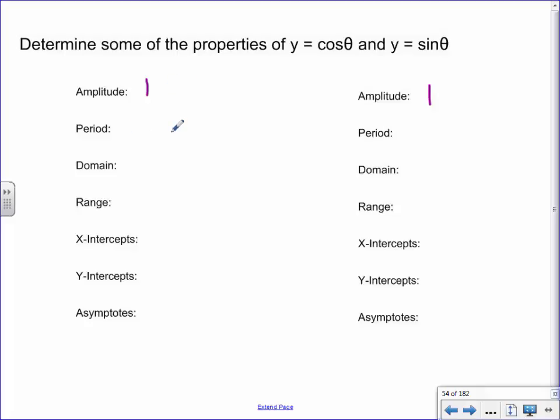What's a period? How long it takes for it to do a full rotation. How long does it take for this graph to go all the way back around again? Or in radians? 2 pi, yeah. So it's either 360 degrees or 2 pi, depending on whether you're talking radians or degrees.